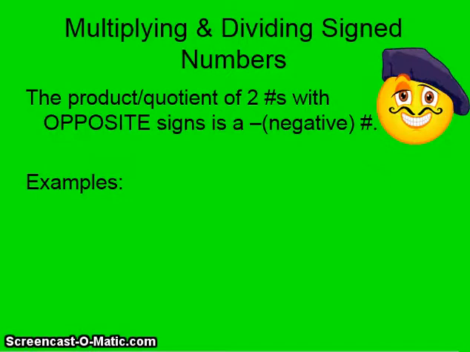The product or quotient of two numbers with opposite signs is going to be a negative number. Now remember, this applies to multiplication and division. Anytime your signs don't match, your answer will be negative.